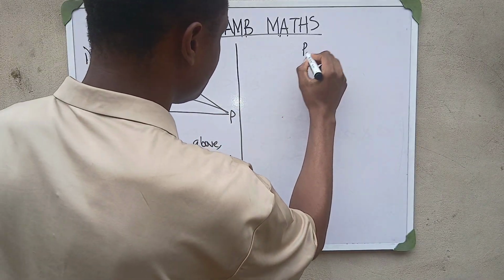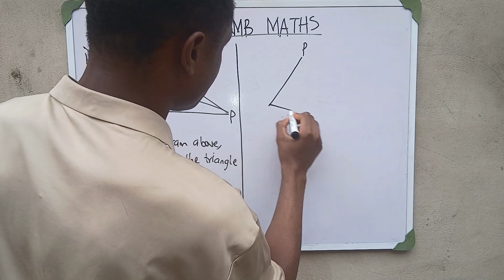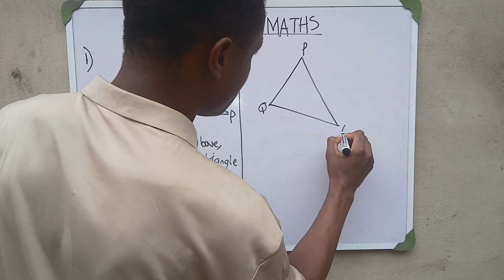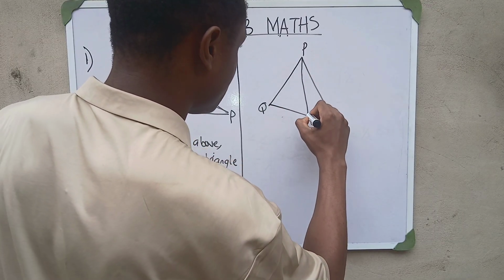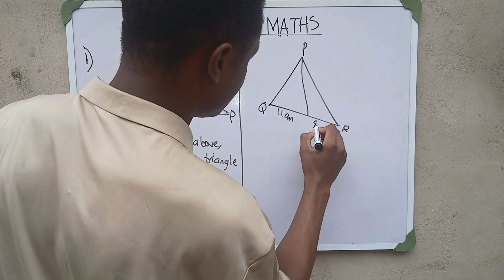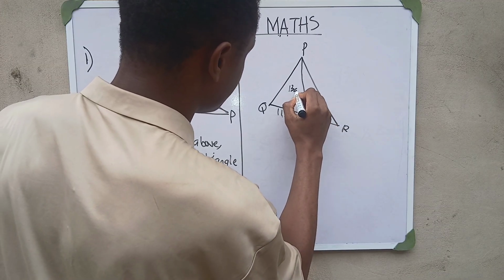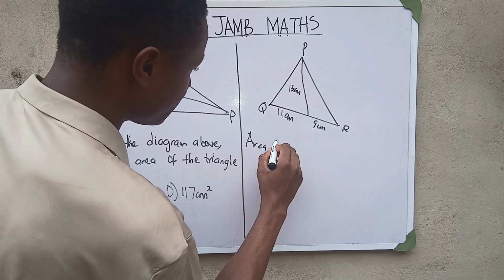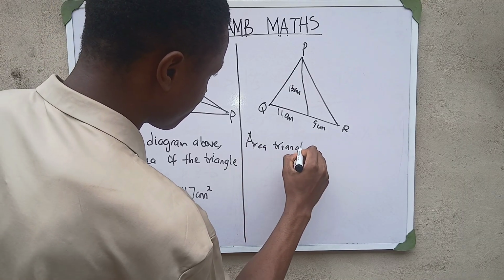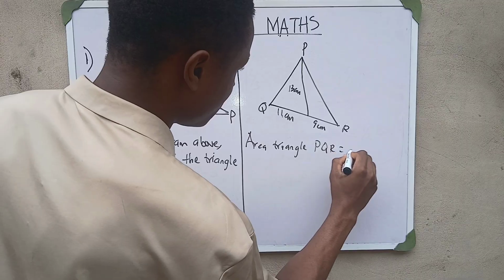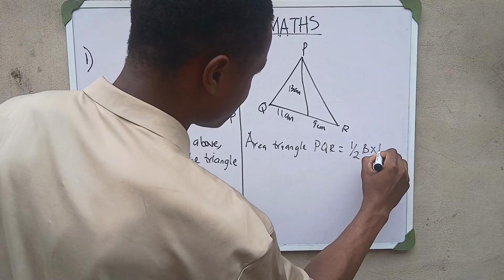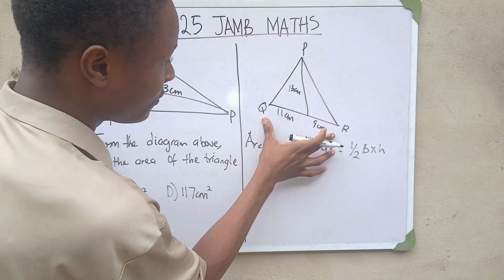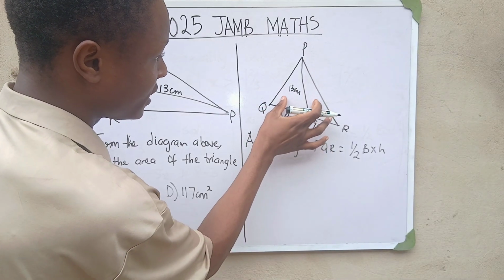So we'll have P, Q and R. So here is 11 centimeter, here is 9 centimeter, here is 13 centimeter. So using the area of triangle PQR, it is half base times height. So now we have tilted it. It's now easier for us to get the base and the height of the triangle.